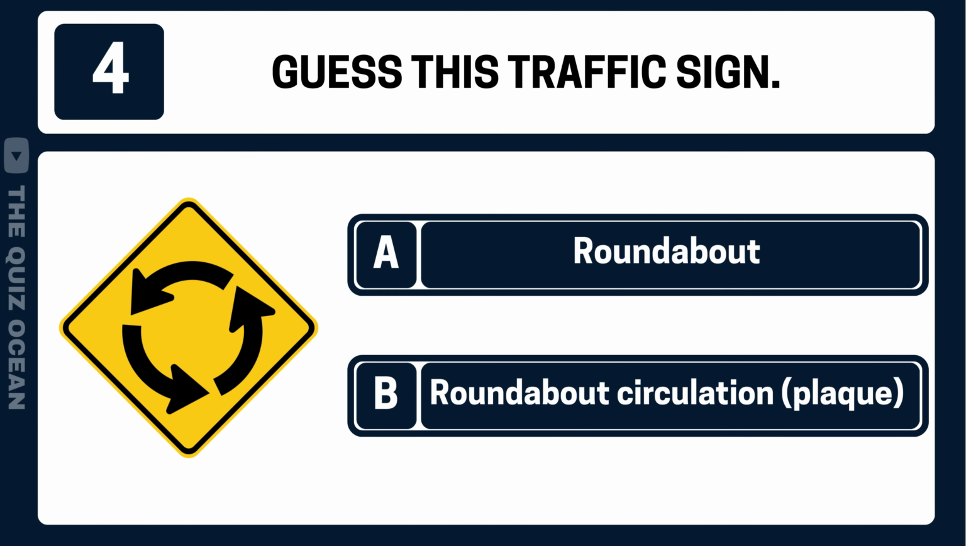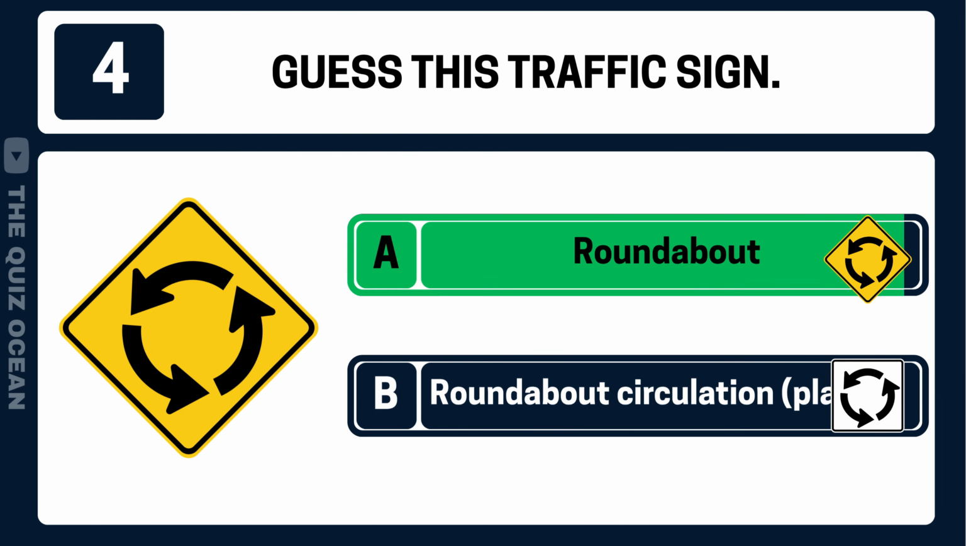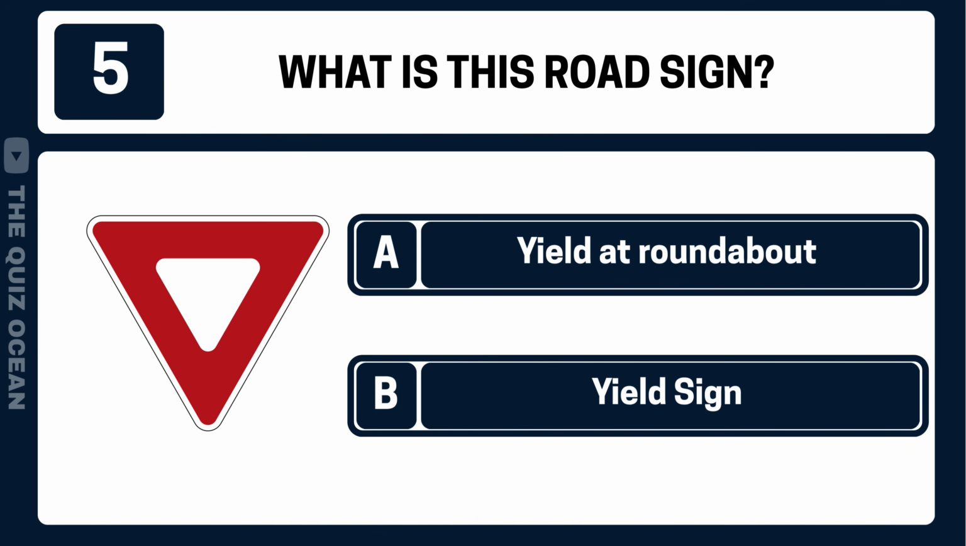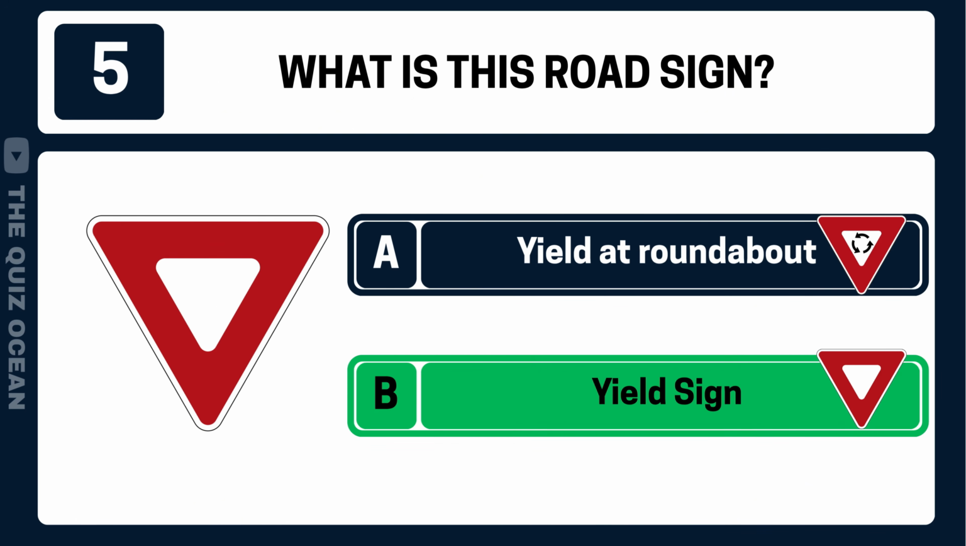Guess this traffic sign. A. Roundabout. B. Roundabout circulation. Plaque. Right. It is the roundabout sign. What is this road sign? A. Yield at roundabout. B. Yield sign. Well spotted. It is the yield sign.